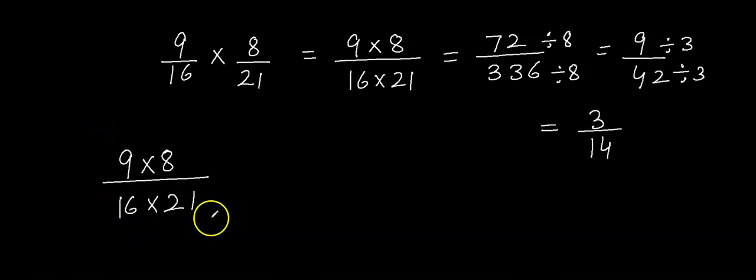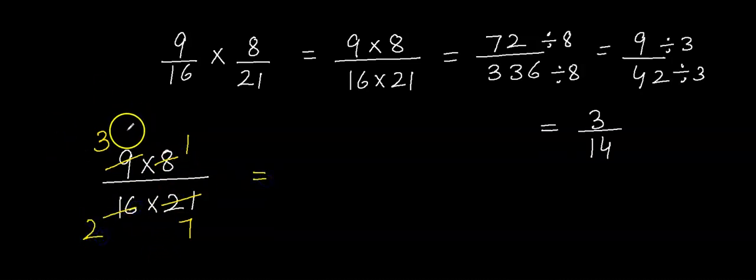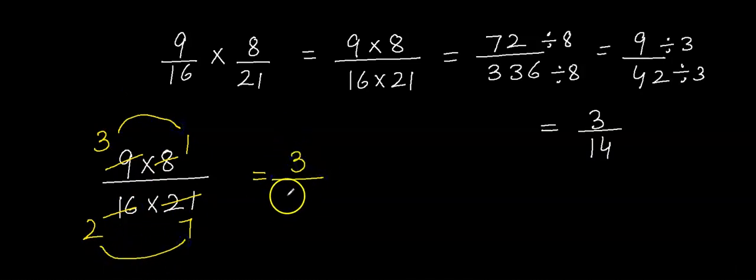So let's reduce 9 and 21, and that gives us 3 and 7. I've reduced it by 3. And same way we can reduce 8 and 16 by 8. So that would be equals to 1 and then 2. And then we can multiply. So let's see, 3 times 1 equals 3, and then 2 times 7 equals 14. If you first reduce, then we are simplifying smaller numbers. So that is easier and simpler.